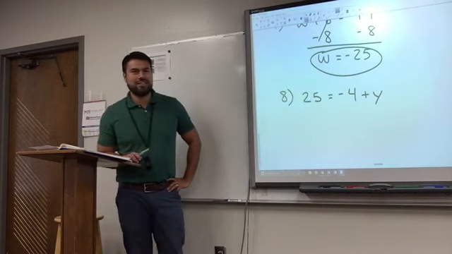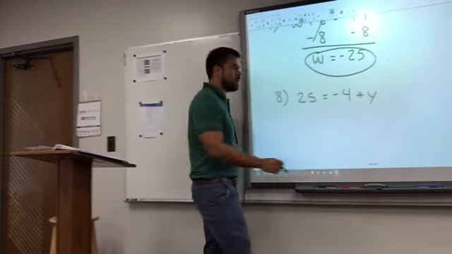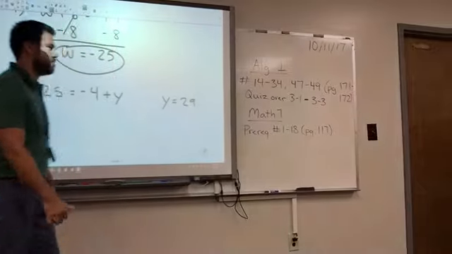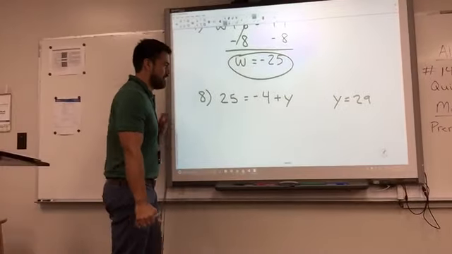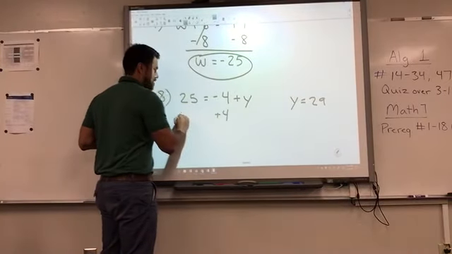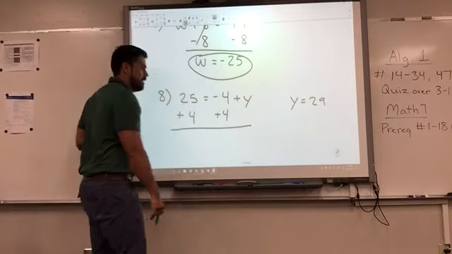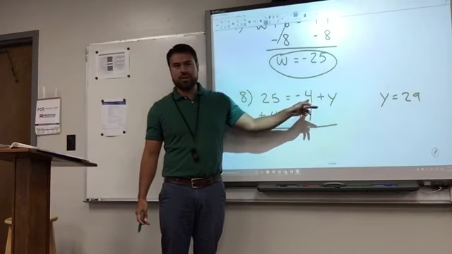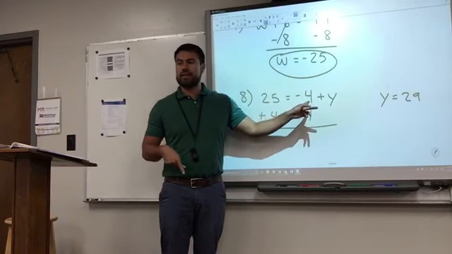Rosa? I got 29. So y equals 29. All right. What did you do to both sides? So I added 4. What? Wait. Added 4? You mean like this? That's weird. I thought there was already addition going on. So I thought you had to subtract.